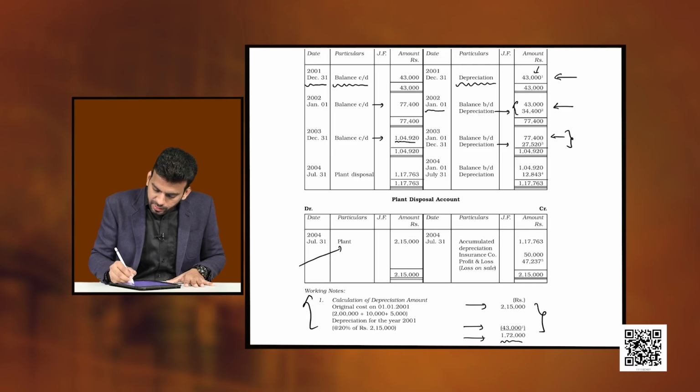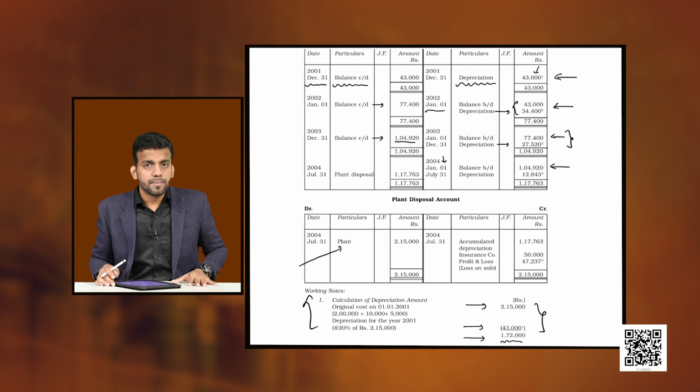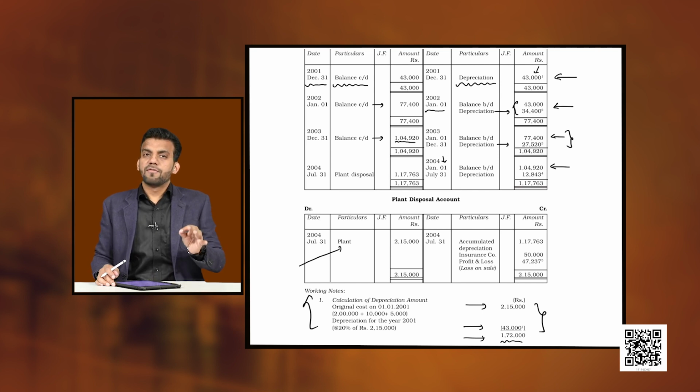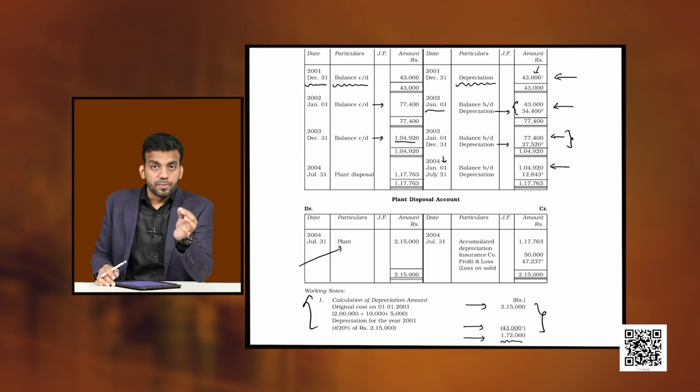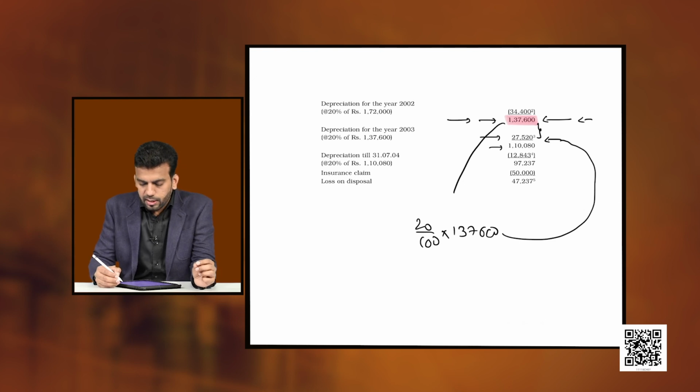And what are we doing so far? We are charging all the depreciations in a separate account. What is that separate account? The separate account was the accumulated depreciation account. And we have charged 1,04,920 rupees depreciation by 1st January 2004. Right? And the machine is sold on 31st July 2004. That means 7 months depreciation is still to be charged. Let us calculate that.